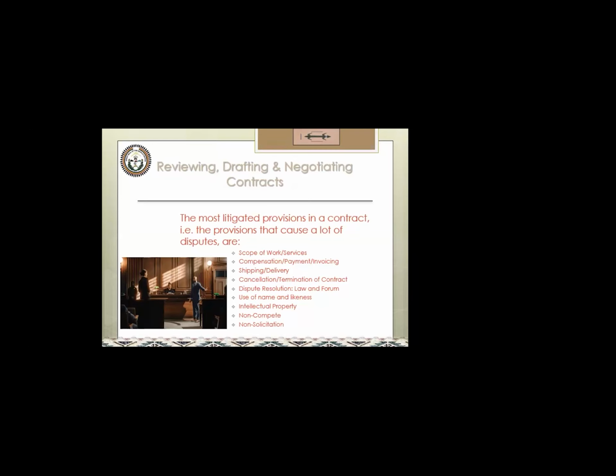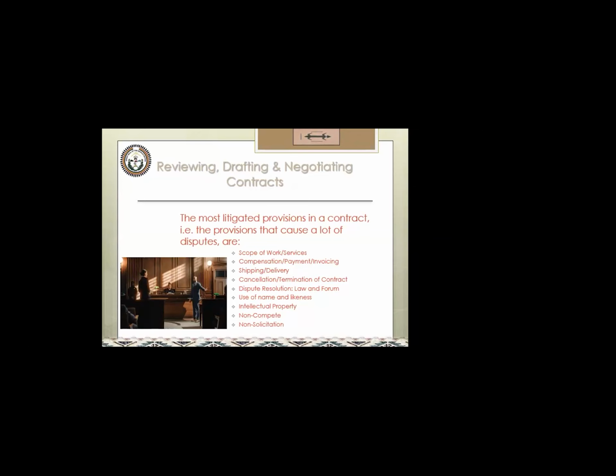Spell out how you're going to do invoicing, right? Is it going to be invoicing at the end of each month, the beginning of each month, let's say the 15th of each month, whatever it is? How are you going to invoice? What are the payment terms? Net 15, net 30, net 60? It might depend on the industry that you're in, right?